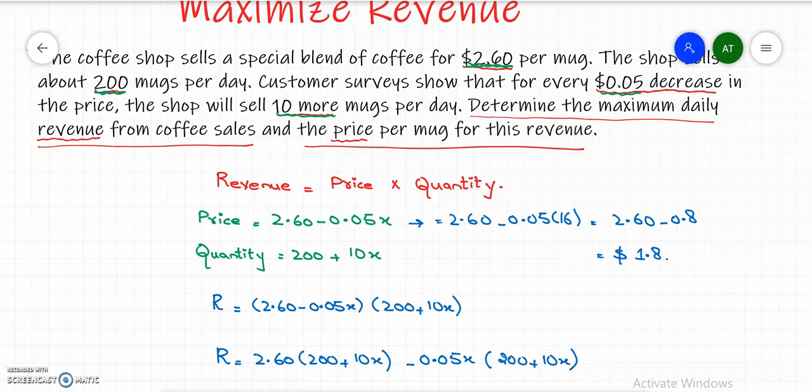So this is a way to find out the maximum revenue and the price for this revenue. I hope you understand all the steps for maximizing the revenue.